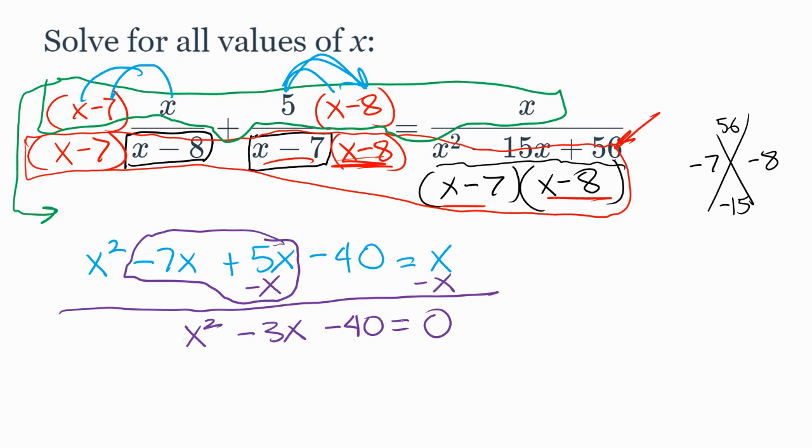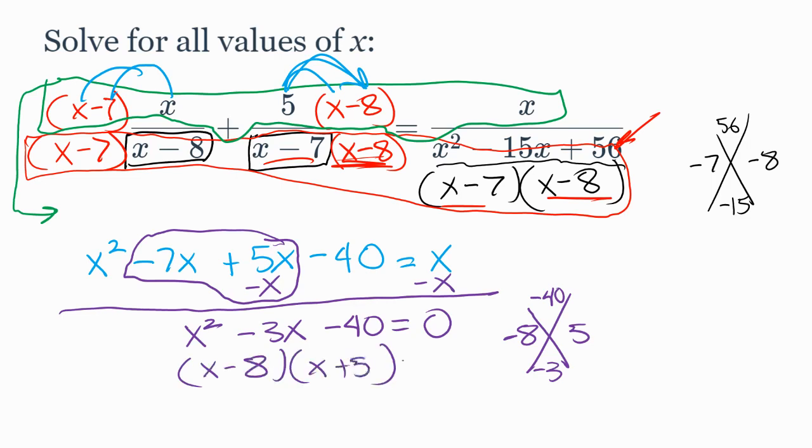So then we factor using our magic x technique, negative 40 on top, negative 3 on the bottom, and we should have 8 and 5 with a negative on the 8 to make it work. So then we have our factors as x minus 8, x plus 5 equal to 0.